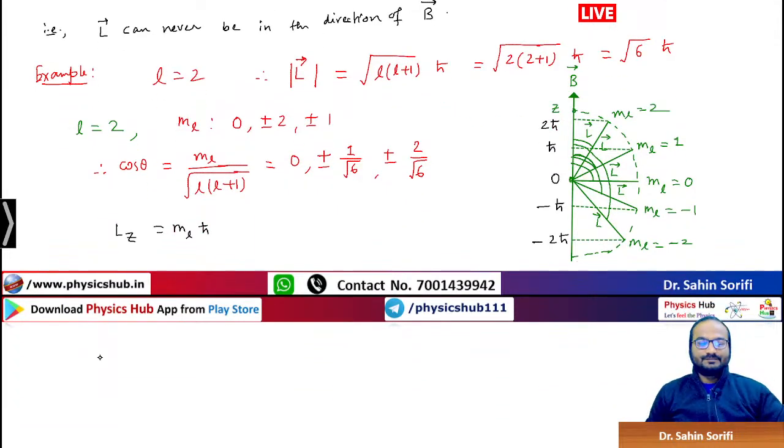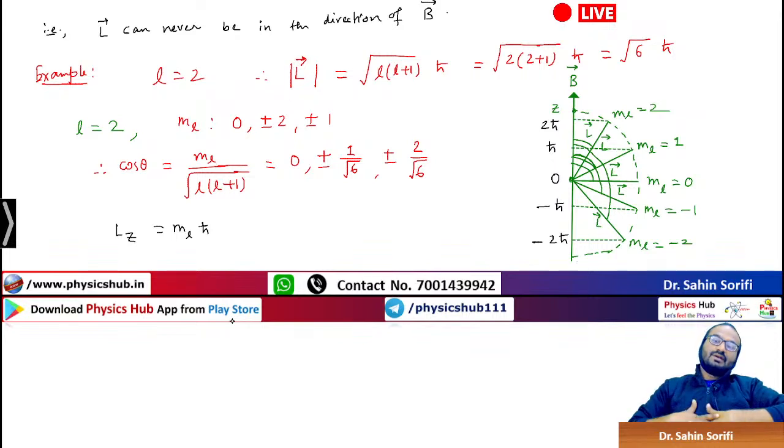Is it clear or not? Now, theta cannot be 0. That is why this L cannot align parallel or anti-parallel to B. Is it clear till now or any question you have? If you are given any question from this, will you be able to handle?